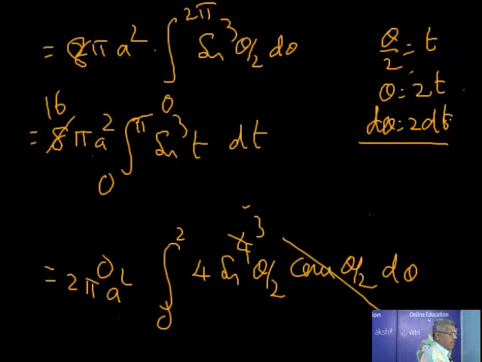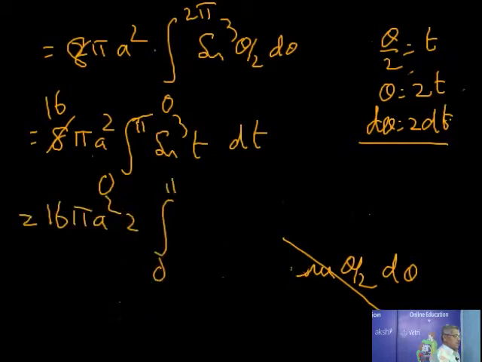That property says integral 0 to 2a f(x) dx is written as 2 times integral 0 to a f(x) dx, provided f of 2a minus x is equal to f of x. So I am applying that property. 16 pi a square, 2 times integral 0 to pi by 2 sin cubed t dt, because sin(pi minus t) is sin t, so that property can be applied.